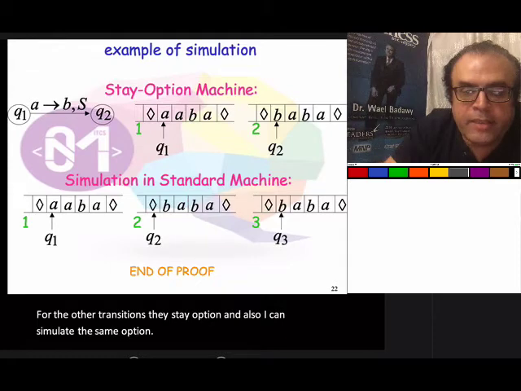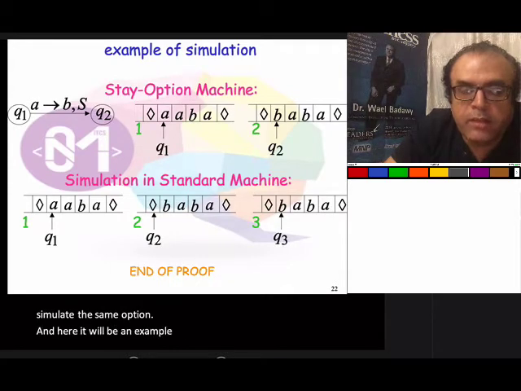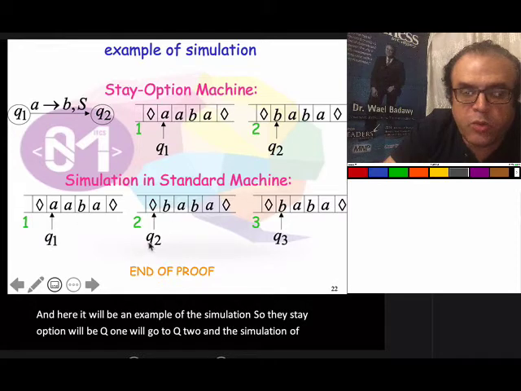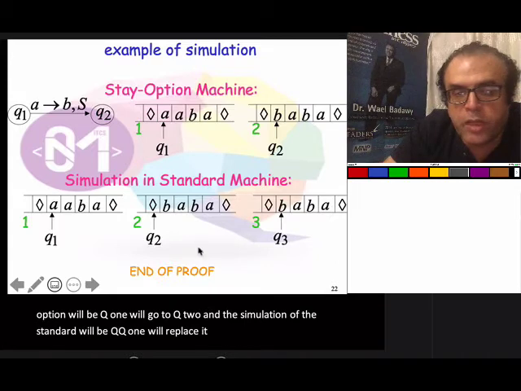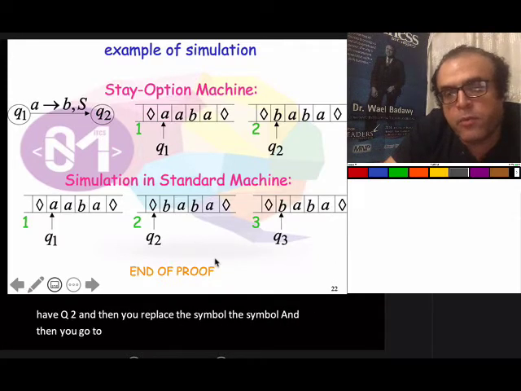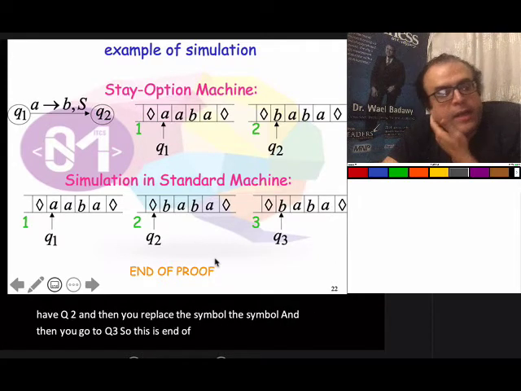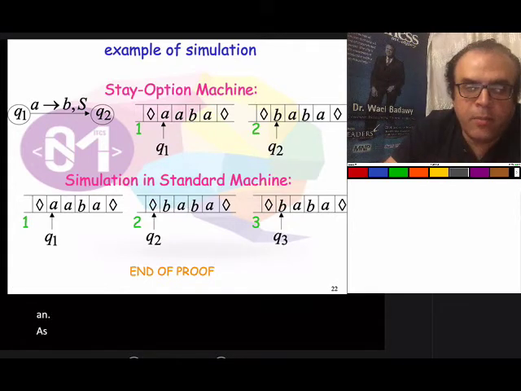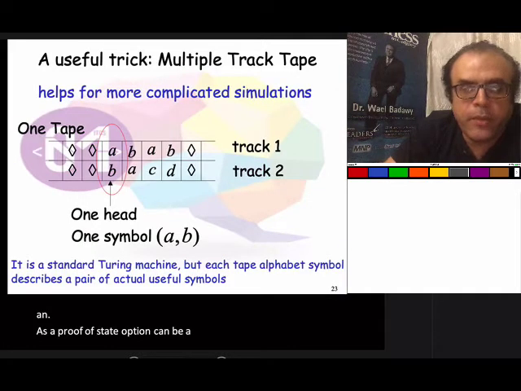And here will be an example of the simulation. So the stay option will be Q1 will go to Q2, and in the simulation of the standard machine, Q1 will replace it with B, and then you have Q2, and then you replace the symbol with the same symbol, and then you go to Q3. So this is the end of the proof of the stay option being simulated by a standard Turing machine.